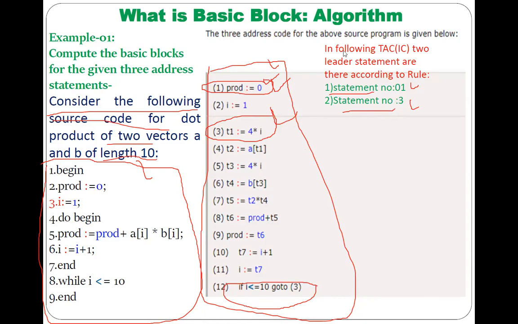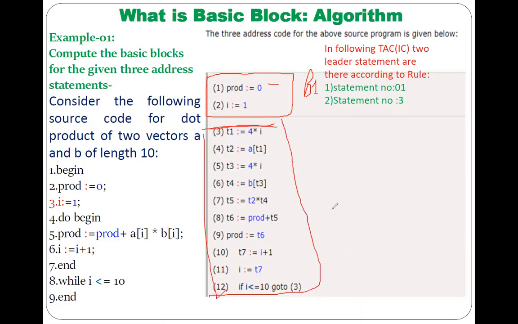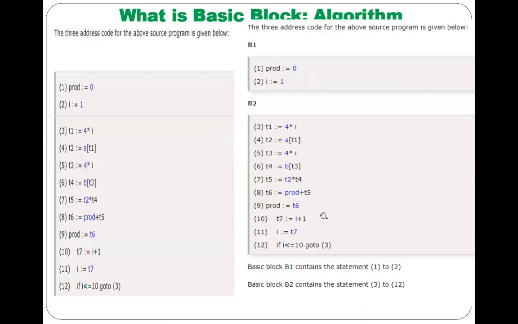Then next, you have to apply the rules to determine the basic blocks. Starting from this leader statement up to this leader statement, one basic block can be formed as per our rule. So this is basic block 1. And starting from this leader statement until the next leader statement is not found, so until this point we don't find any leader statement, this is the second basic block forming. So in this way, the basic blocks have to be formed.